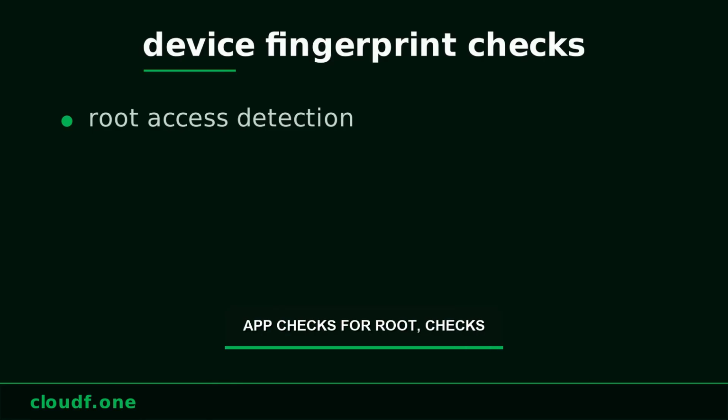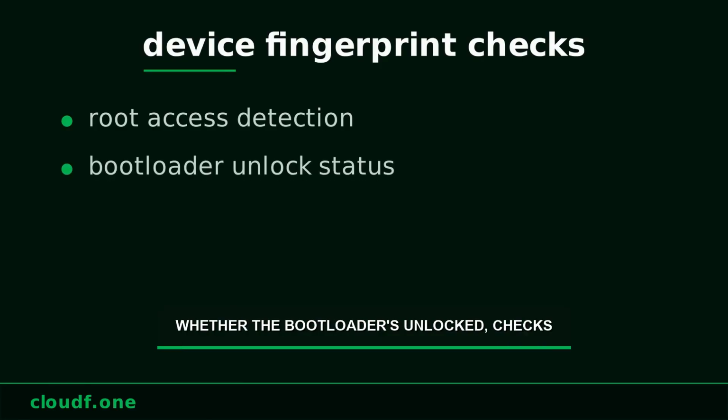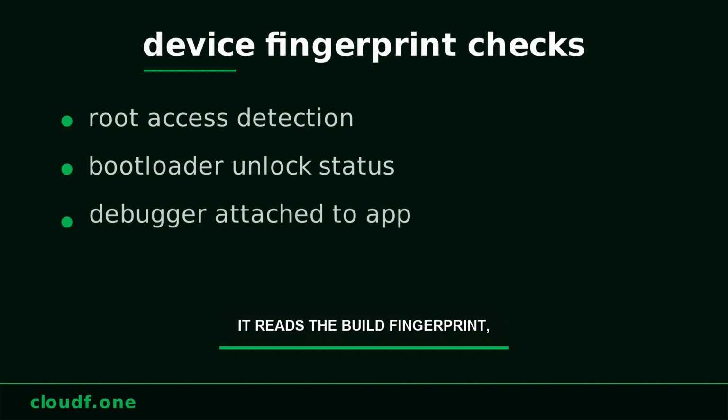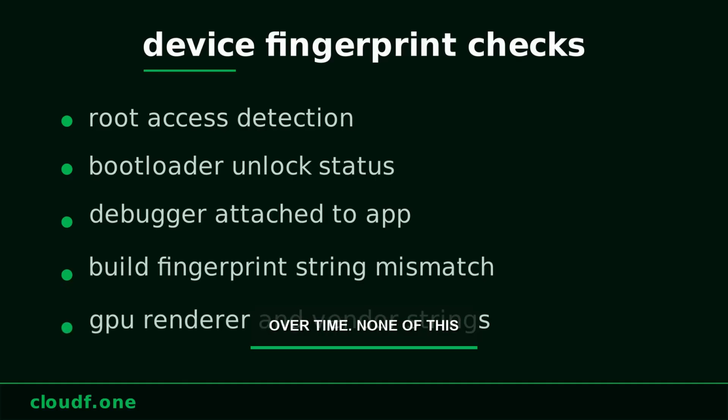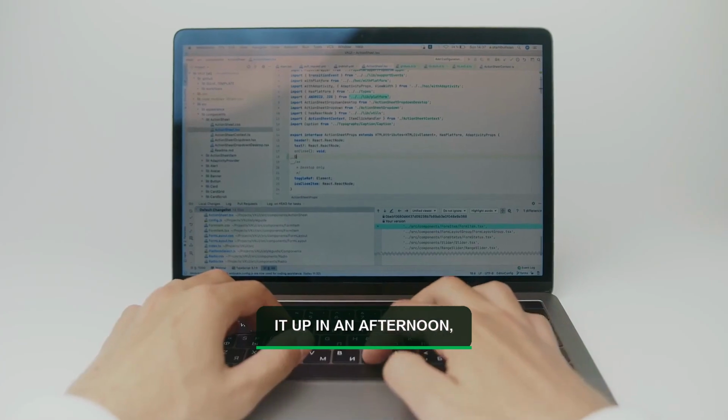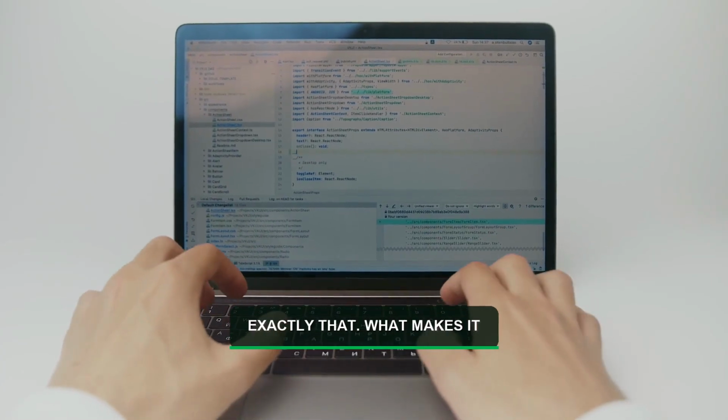On top of that, the app checks for root, checks whether the bootloader's unlocked, checks whether a debugger's attached. It reads the build fingerprint, a long string naming the exact device model, maker, and firmware. It reads the GPU renderer and vendor strings. It watches how sensors behave over time. None of this is exotic. Any Android developer can wire it up in an afternoon, and most banking teams do exactly that.